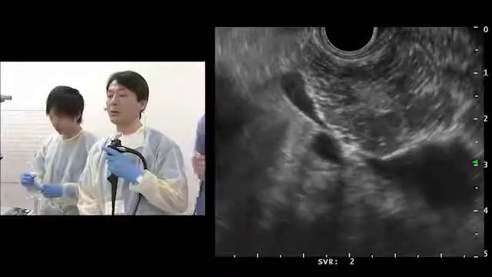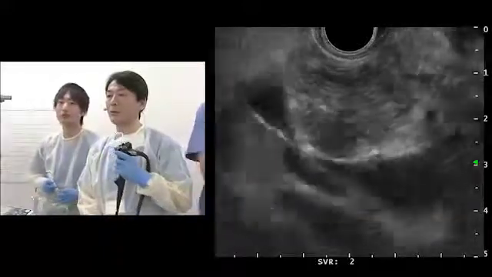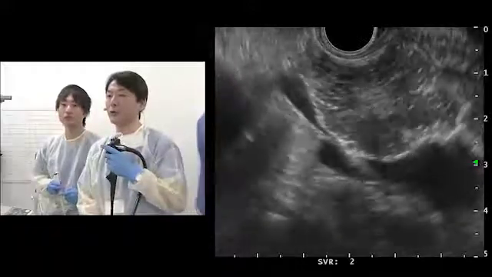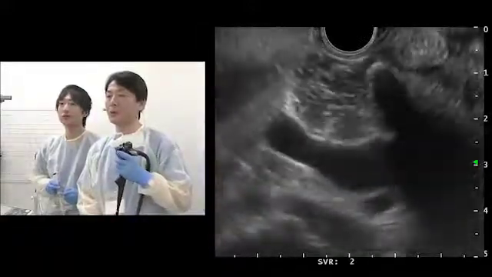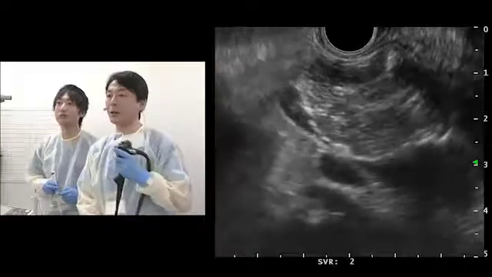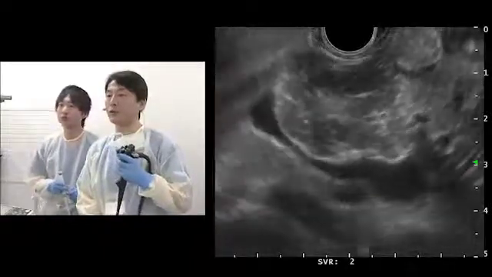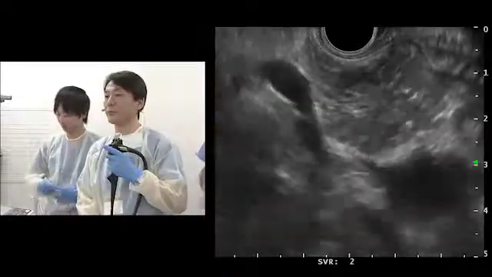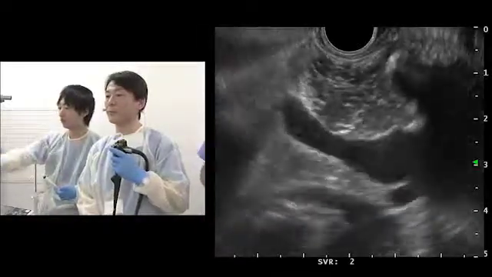So we think retroperitoneal tumor or another abdominal tumor. Does this tumor have an irregular margin or lobulation?